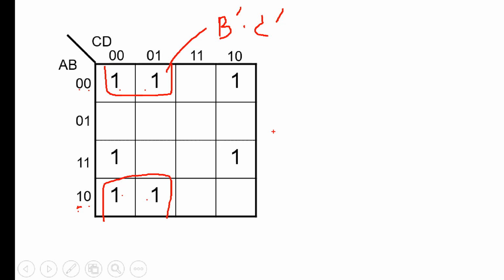Let's continue. You must select all of the logic 1s, right? It's not finished now. How to select? How about this one? Only one cell? No, it's not good enough. You must select the cell together with this one, right? Okay, how about the product term?